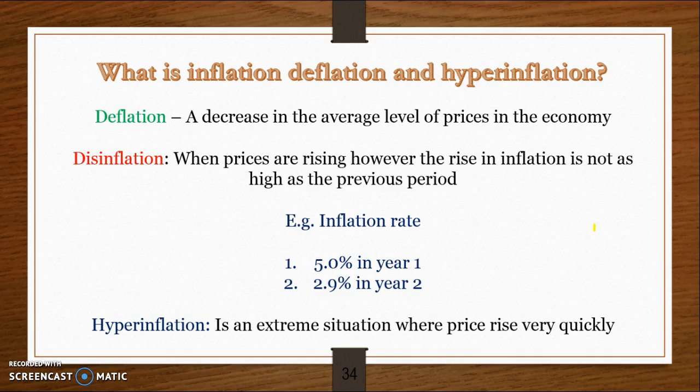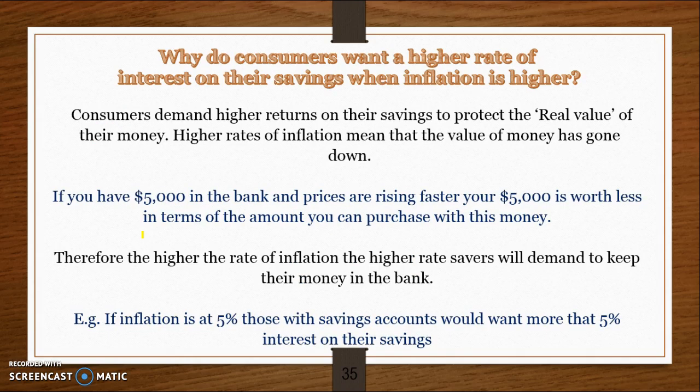Other key terms: deflation. Deflation means a decrease in the average level of prices, so on average prices are going down. And disinflation is when prices are rising but not as fast as they have in previous periods. So if prices go up by 5% in year 1 and then 2.9% in year 2, we would describe this as disinflation because prices aren't going up as fast as they were last year, even though they're still going up. Hyperinflation is when prices go up really, really fast, and that can be caused by printing too much money or severe shortages.